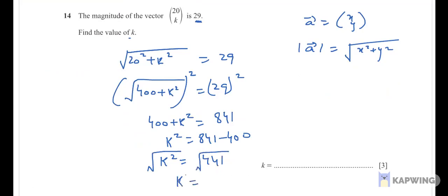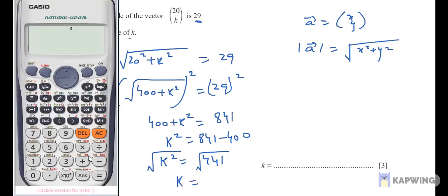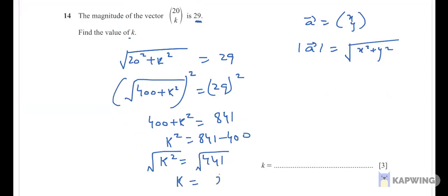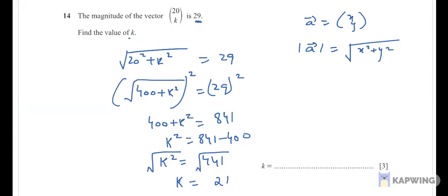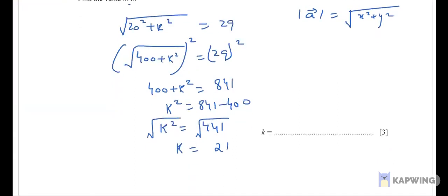So what will k be equal to? The square root of 441, which is 21. It can be plus or minus, because whenever we take the square root, we can write the answer in terms of plus minus. So it's better if you write plus minus, so there is no chance of losing any mark here. So plus minus.